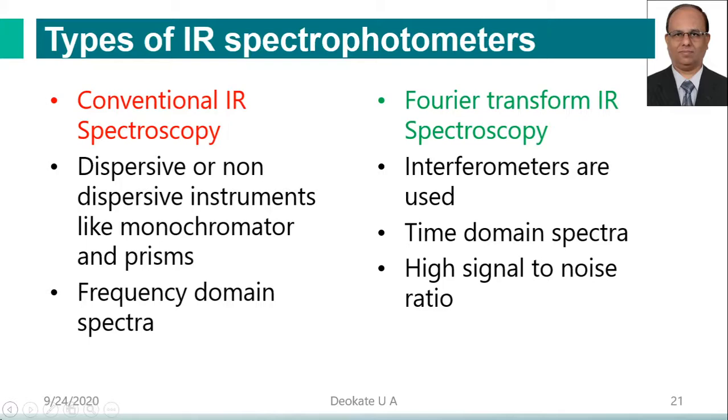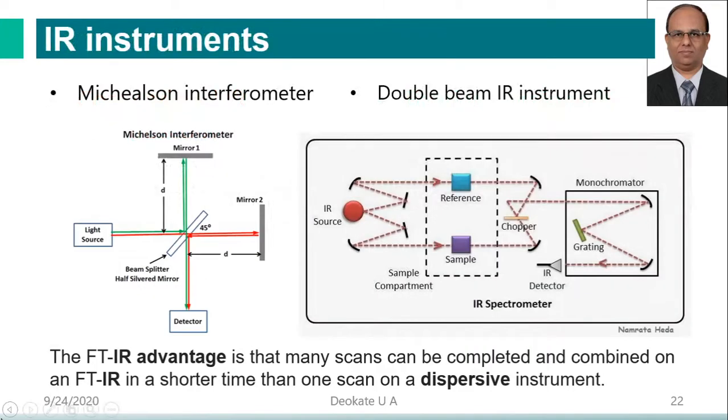So interferometers are used, and they produce time domain spectra. At a time, all the radiations are falling onto the material. The material absorbs whatever radiations it wants, and the remaining radiations are separated and then analyzed. So they require very little time, and the whole material can be scanned within a very small time period. Therefore, Fourier transform instruments are most commonly utilized. They have a high signal to noise ratio, and interference can be avoided. So these are the instruments.